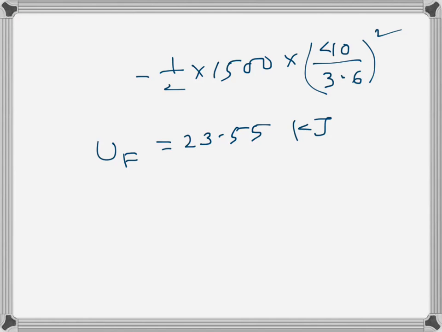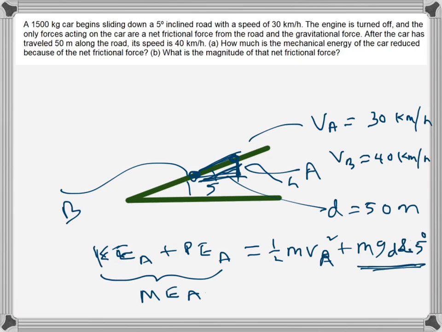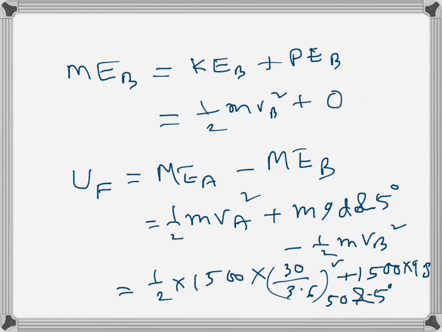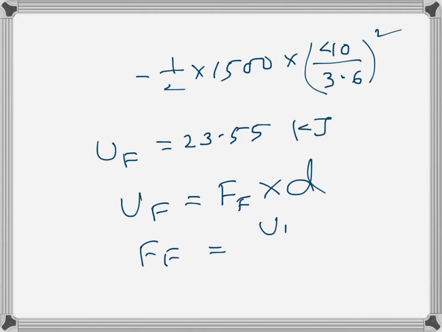And then the second part says, what is the magnitude of the net frictional force? Of course, the net frictional force magnitude times the distance traveled will be UF. If the frictional force is FF, times the distance D, then FF will be just UF over D. So once I do the division, what I got is 471 Newton.